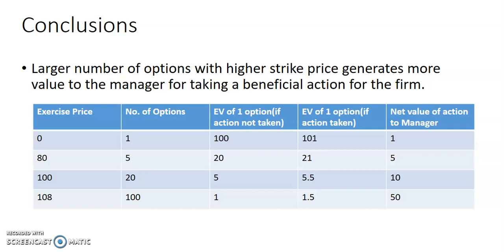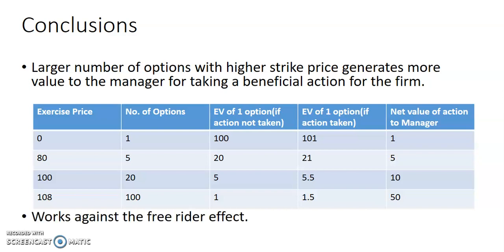Therefore, the incentives to put forth additional effort are greater when the exercise price is high and many options are granted than when the exercise price is low and few options are granted. Another major advantage of setting the strike price high and awarding a large number of options is that it works against the free rider effect.